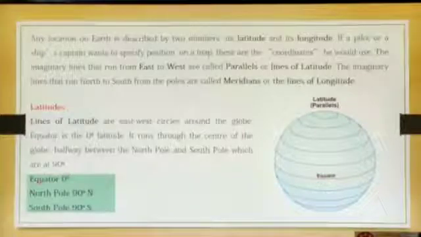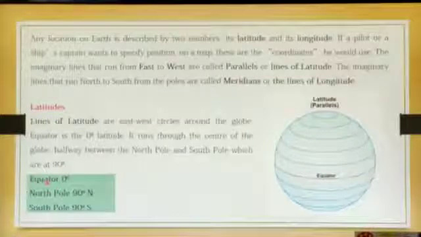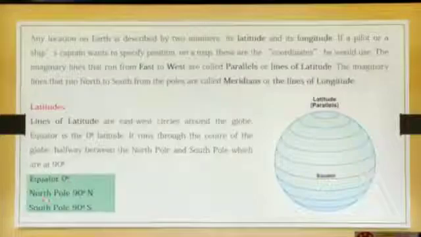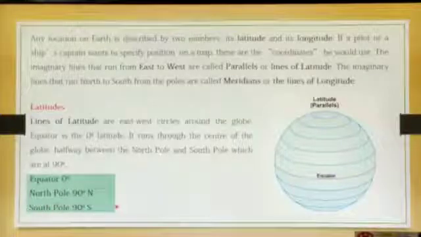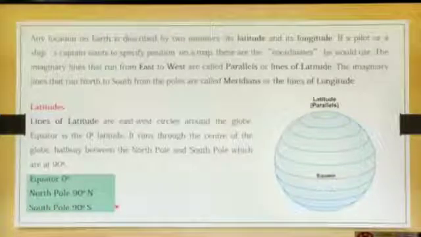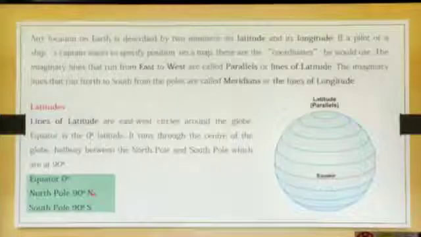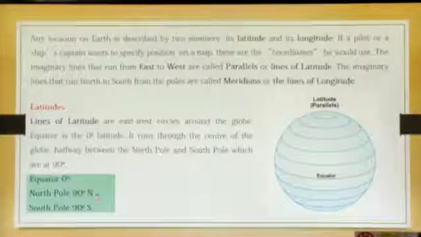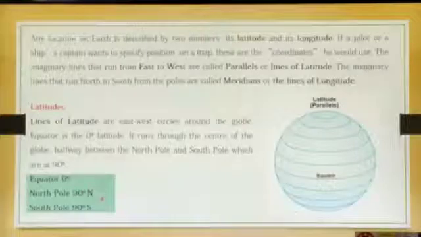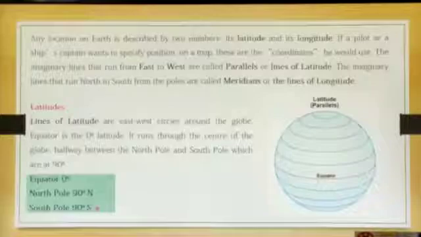Now what are these three? Let's see. Equator, which runs at 0 degrees, North Pole, which is at 90 degrees north, and South Pole, which is at 90 degrees south. Now children, as we learn about the latitudes and longitudes, we always understand them by degrees, the measurement, alright, and this N and S denotes north and south. Clear? These are the hemispheres.